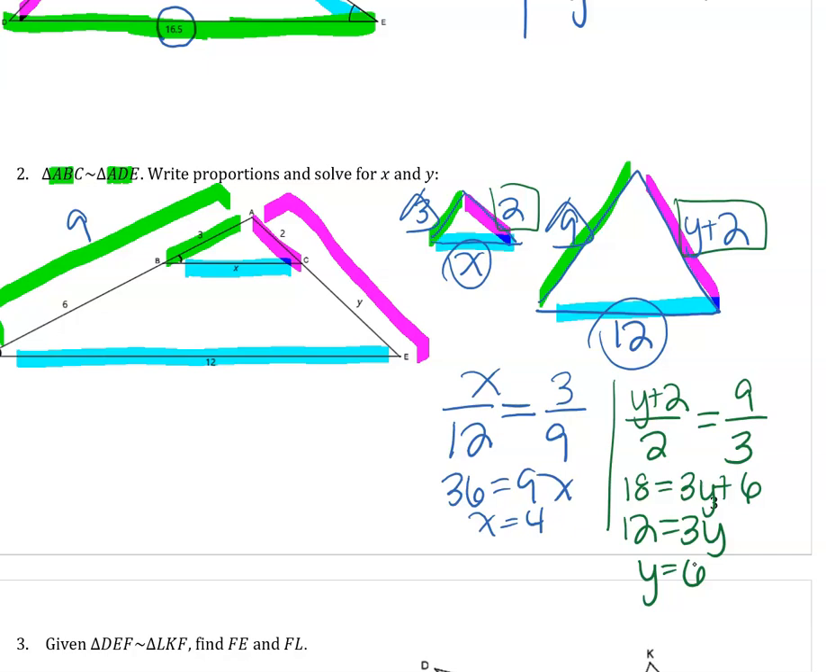So y ends up equaling 6. I meant 4. 12 divided by 3 is 4. So y equals 4. And there you go.